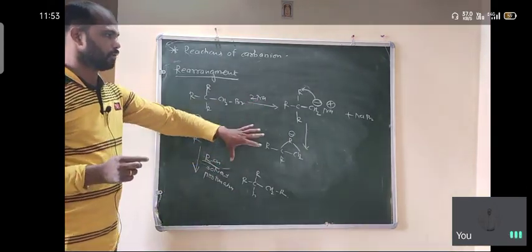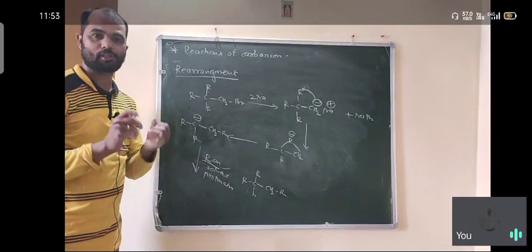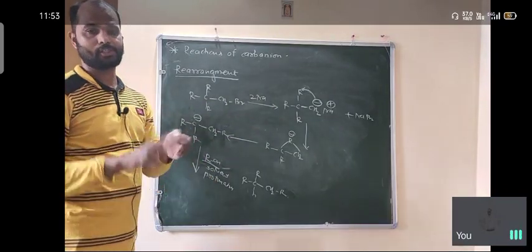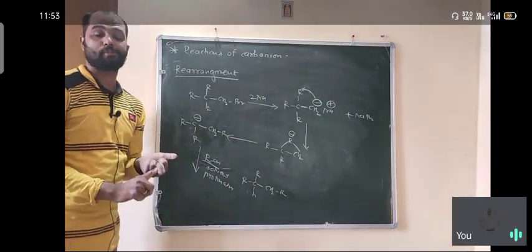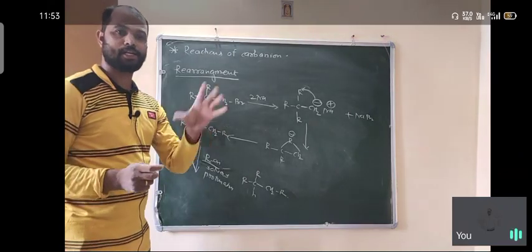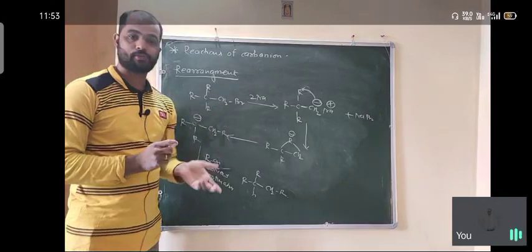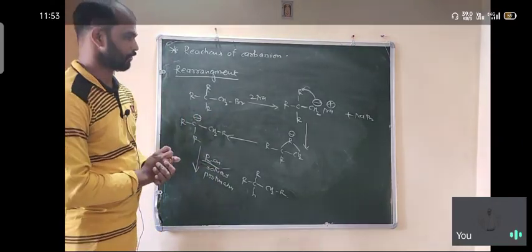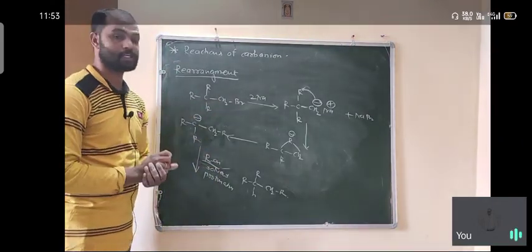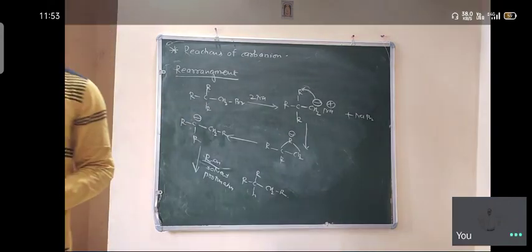So these are the four types of reaction: addition reaction, elimination reaction, displacement reaction, where carbanion acts as an intermediate or as a nucleophile, and lastly the rearrangement type of reaction. So this is all about the reactions of carbanion.